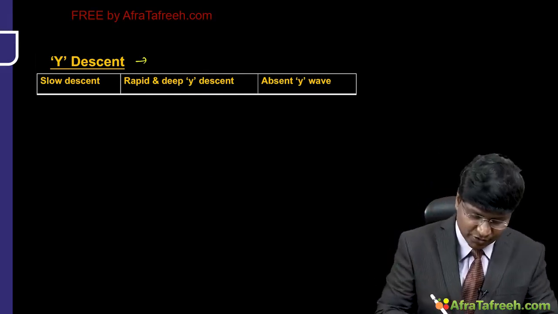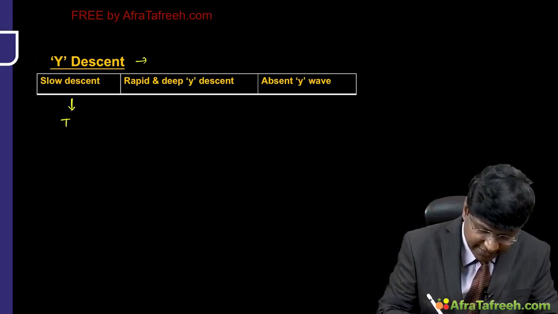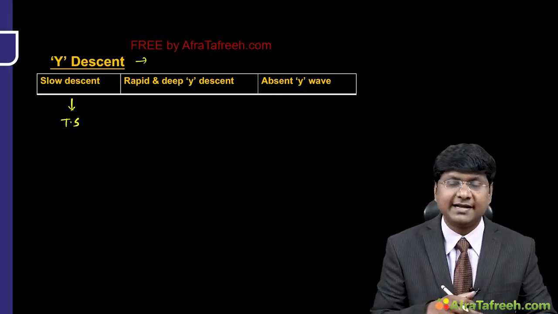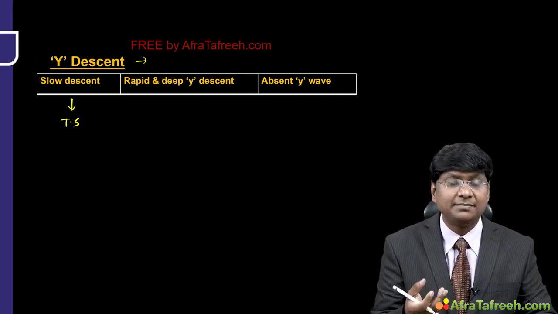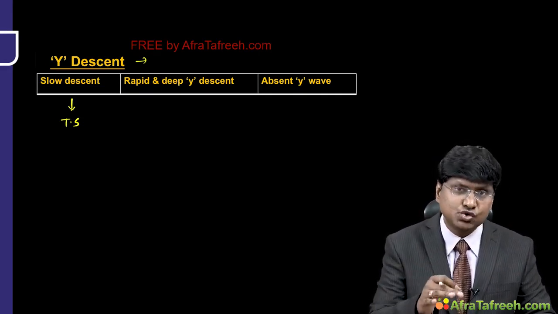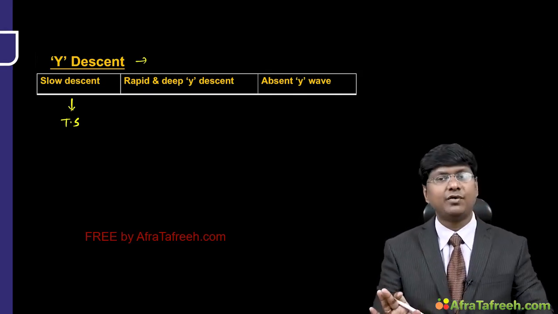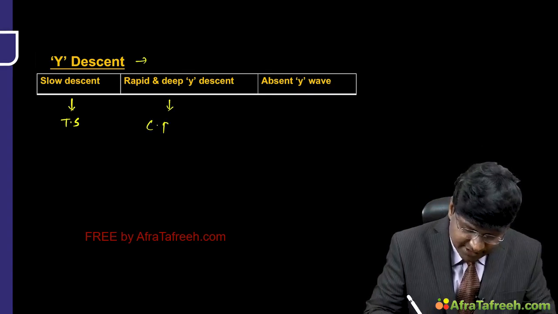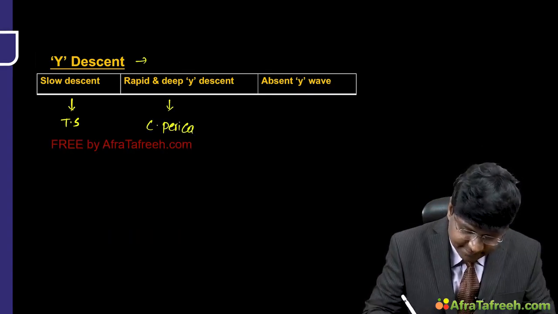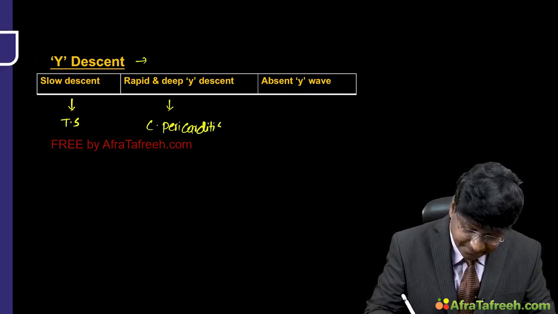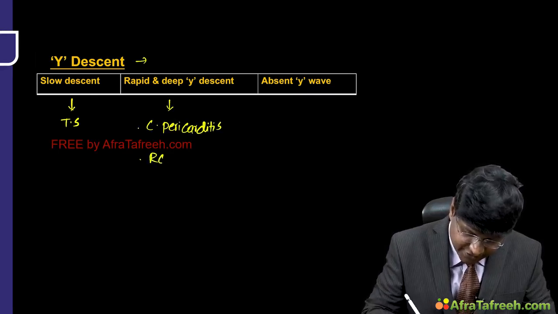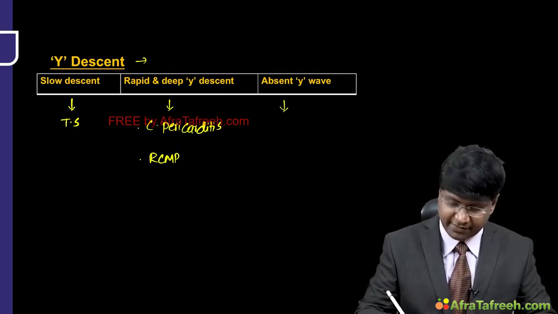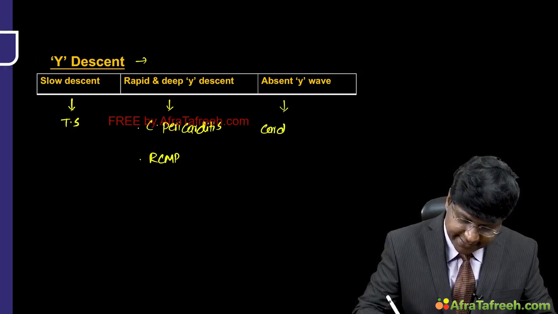That is what we have discussed in the beginning also, right? And what are the conditions where you will have slow Y descent? That is in tricuspid stenosis, right? It is obvious, right? The tricuspid valve is narrowed. So the atrial emptying is slow and delayed. So thereby you will have slow Y descent. Then rapid and deep Y descent, you come across this in patients with constrictive pericarditis. Then in patients with restrictive cardiomyopathy. Then absent Y wave, you see this in patients with cardiac tamponade.